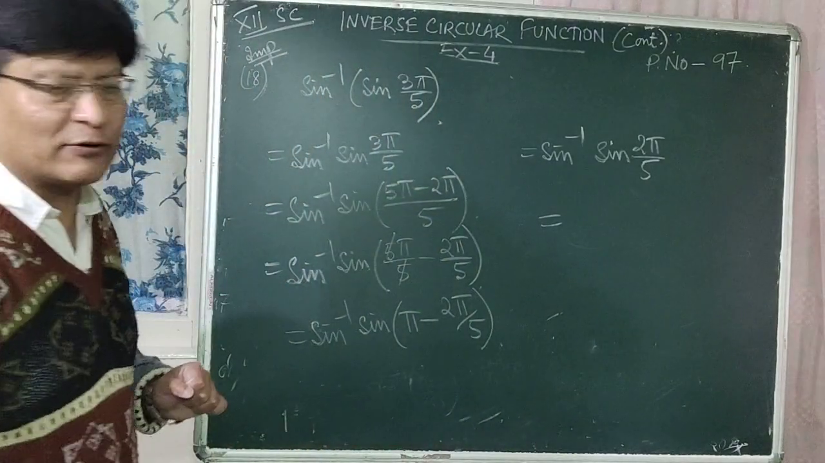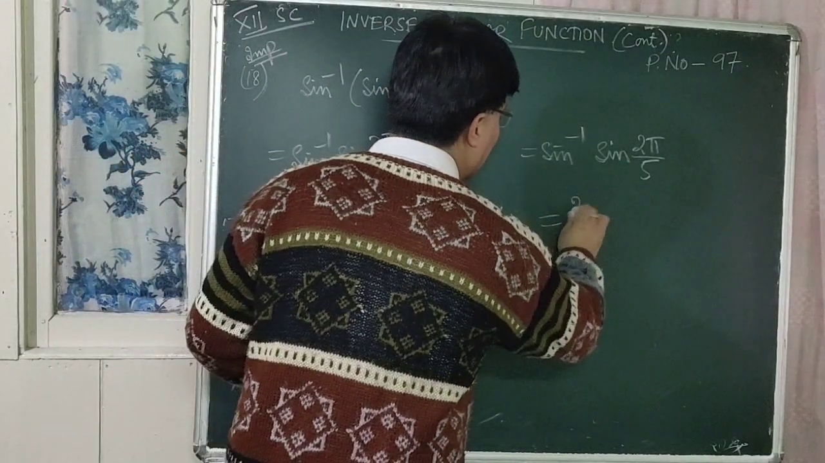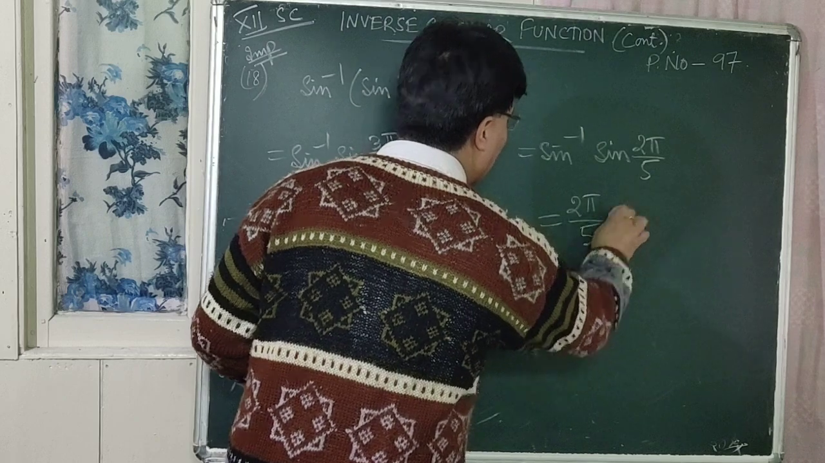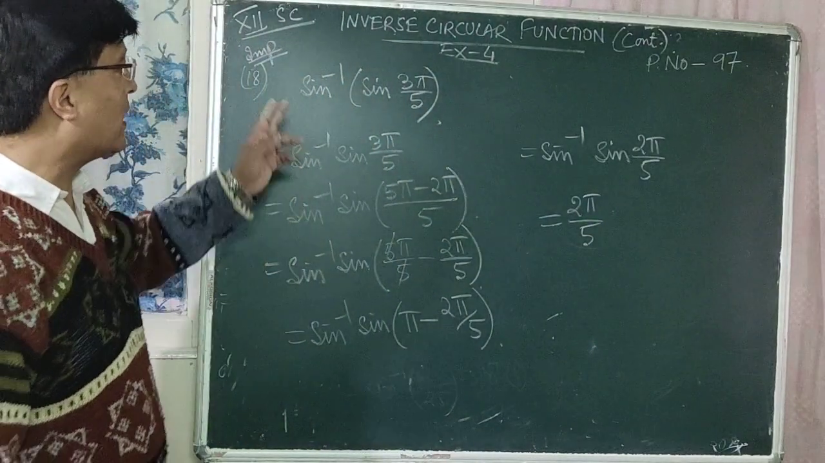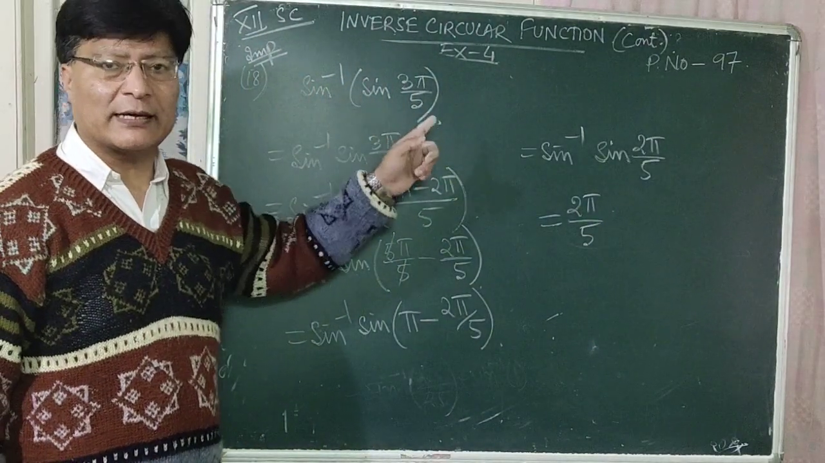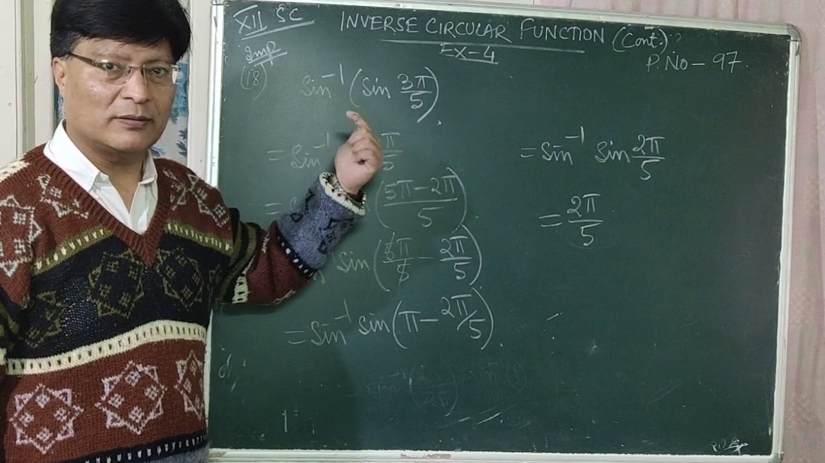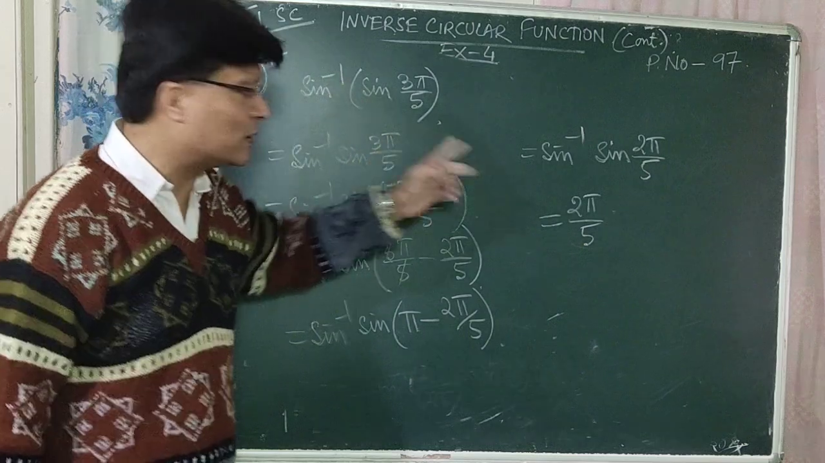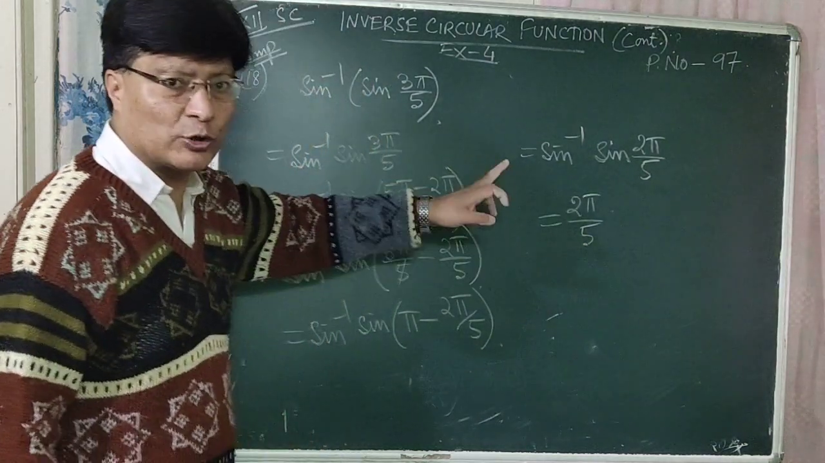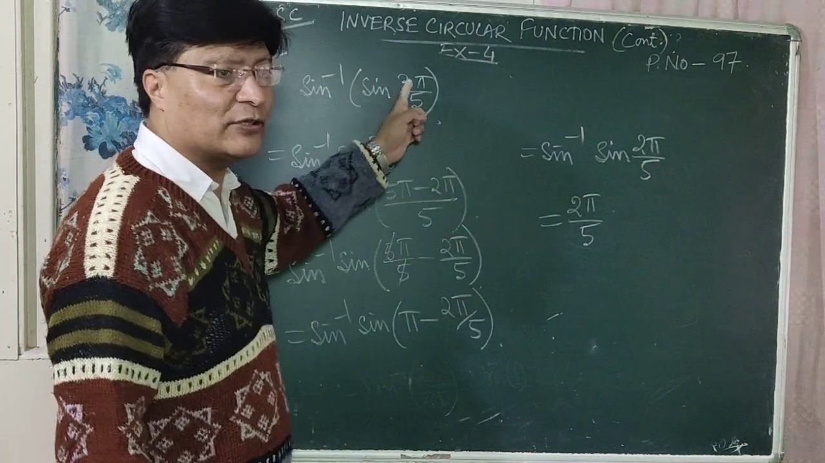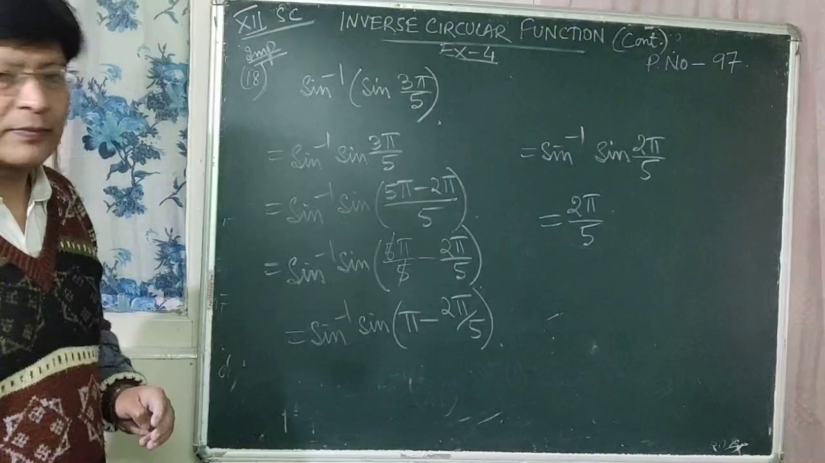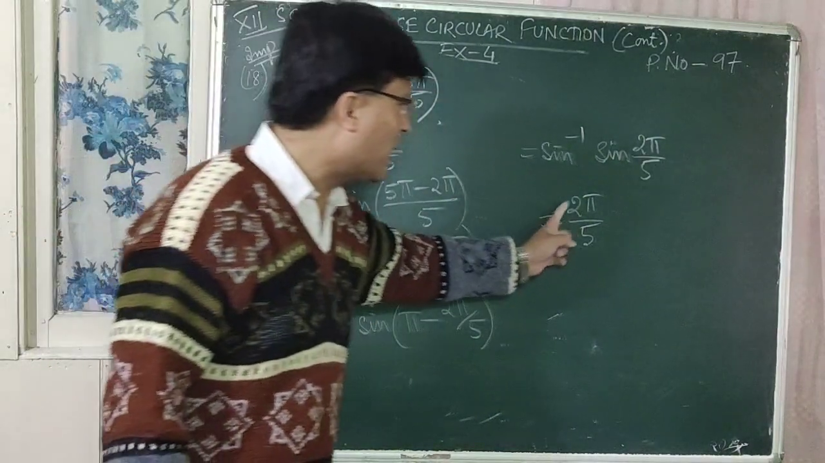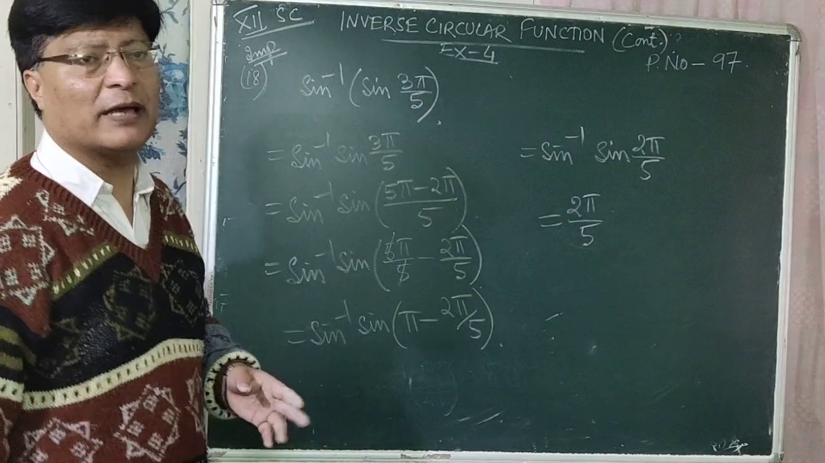So which is the least value now? Sine inverse sine 2 pi by 5 is 2 pi by 5. So if you write 3 pi by 5 directly, it is wrong. Which is the least value of this expression? That is 2 pi by 5. So 2 pi by 5 is less than 3 pi by 5, isn't it? Understood? 2 pi by 5 is less than 3 pi by 5.